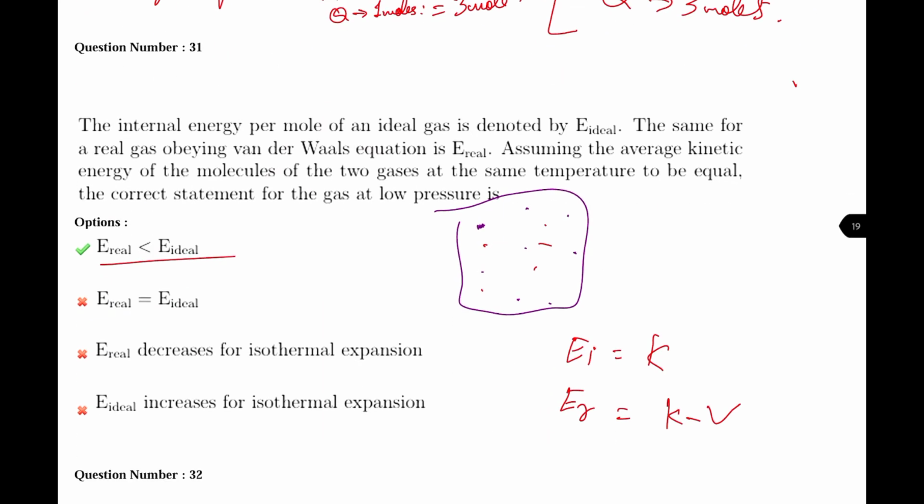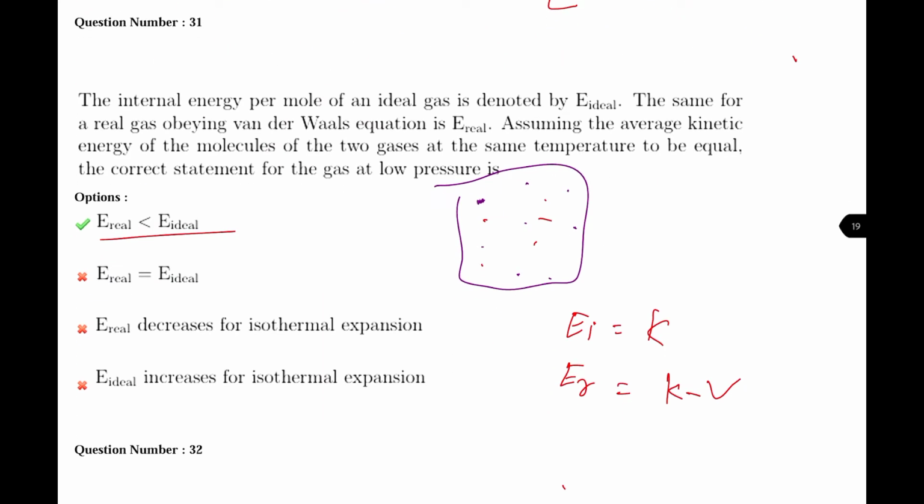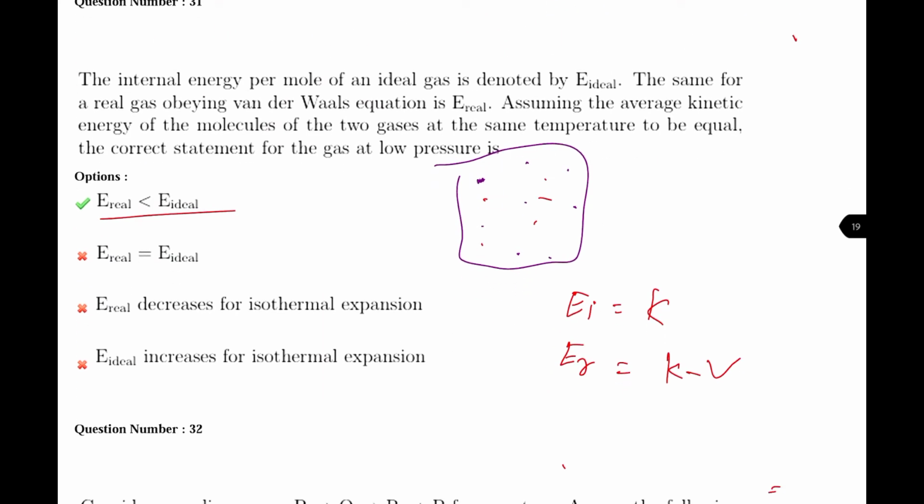Going to next question. Internal energy per mole of an ideal gas is denoted by E ideal. Same for real gas obeying van der Waals equation is E real. Assuming average kinetic energy of molecules in two gases remain at same temperature to be equal. So we are assuming that average kinetic energy is equal for both ideal and real gases at same temperature. The correct statement for gas at low pressure is.